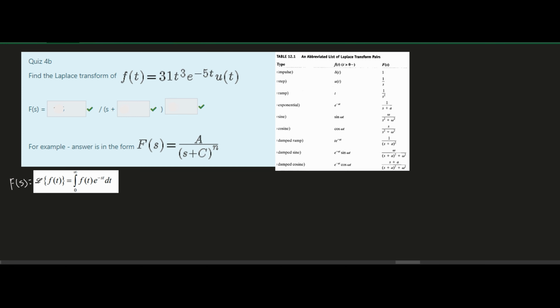Now, if we differentiate both sides with respect to s, and differentiate everything inside of our integral with respect to s, we are going to get that d F of s over ds is equal to the integral from 0 to infinity. f of t is a constant, so nothing is going to change. We are then going to have an e to the negative st. We take the derivative of this, and the derivative of e is just itself. But because of the chain rule, we have to take the derivative of the exponent, which is going to be a negative t. Then we have our dt.